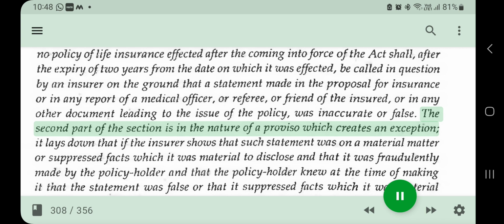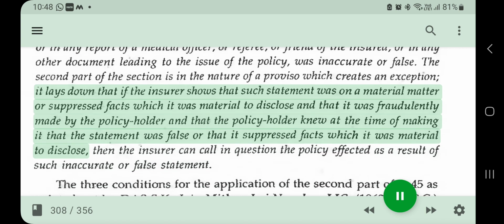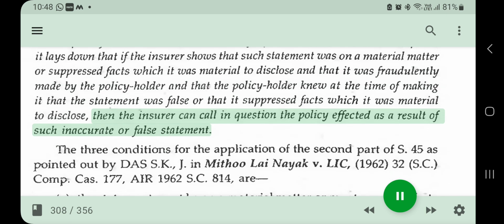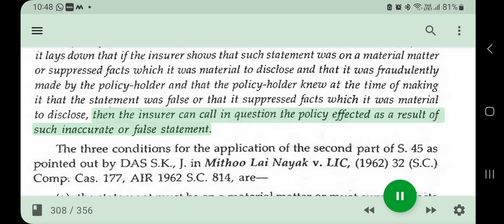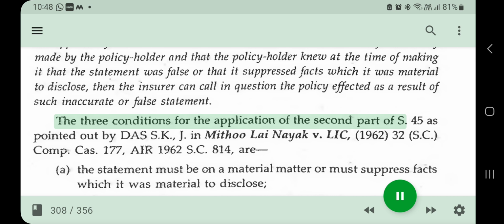Which creates an exception. It lays down that if the insurer shows that such statement was on a material matter or suppressed facts which it was material to disclose, and that it was fraudulently made by the policyholder, and that the policyholder knew at the time of making it that the statement was false or that it suppressed facts which it was material to disclose, then the insurer can call in question the policy effected as a result of such inaccurate or false statement.